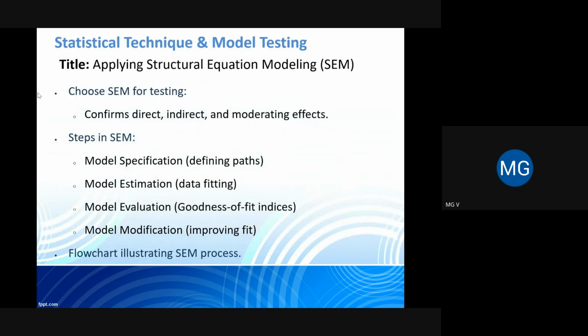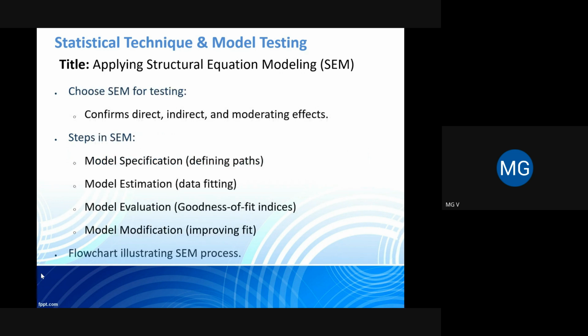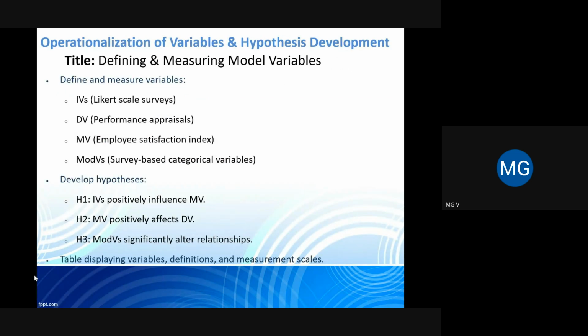And this was followed by the last step. So I have explained it in 3 steps: statistical technique and model testing under the title Applying SAM. So first we need to choose SAM for testing, and then the steps, and then we try to explain this through a flow chart. Again, make an attempt to do so, and then check your responses here, right? I hope this has guided you further for better understanding of the concepts, the revision part.